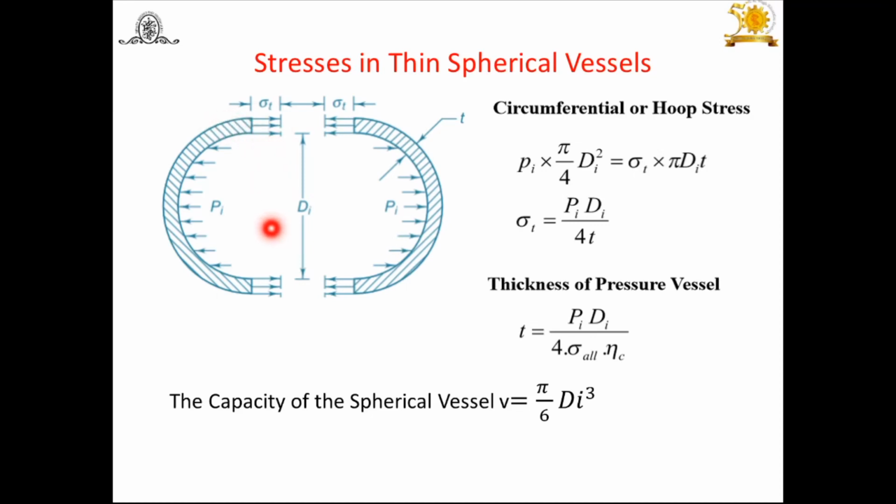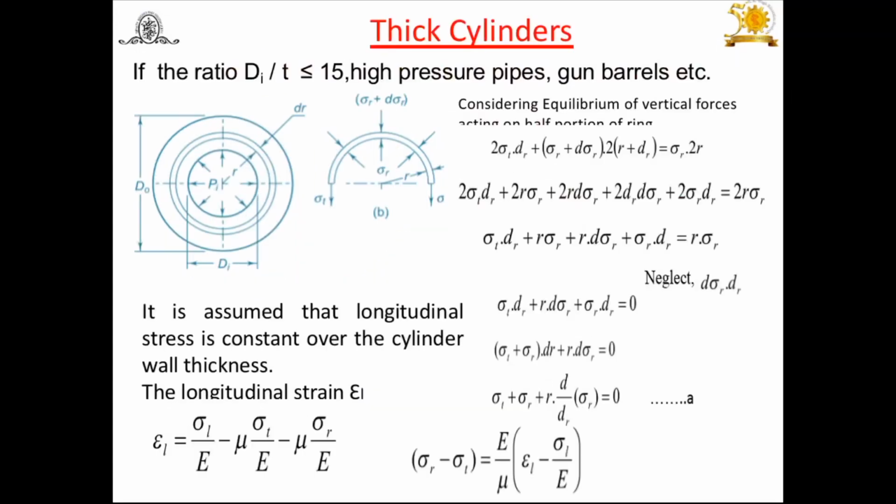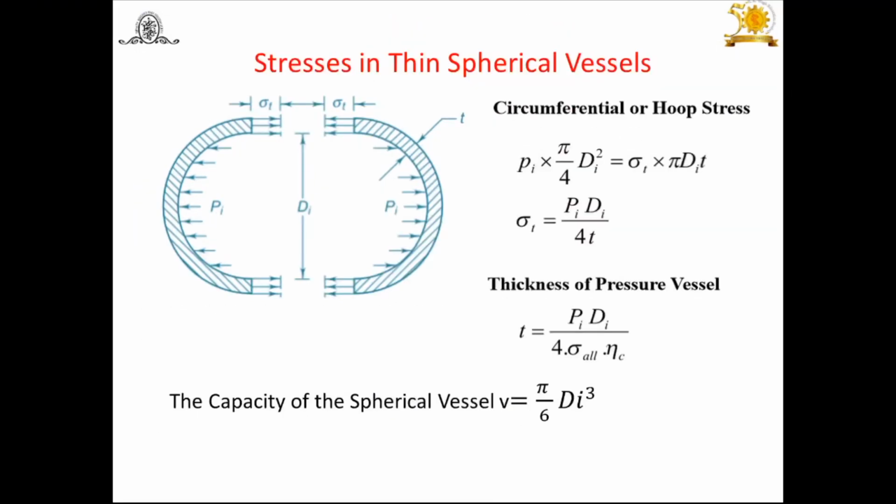Considering the equilibrium of forces for this half part, what you will get here is the circumferential or hoop stress: pi by 4 into Di squared into this, sigma T into Di into T. As the usual expression, we can find out sigma T is equal to Pi into Di by 4T. That means for a thin cylinder, you will get this.